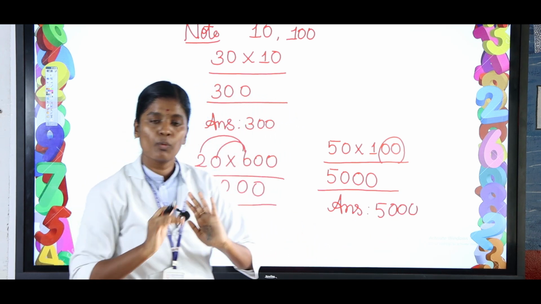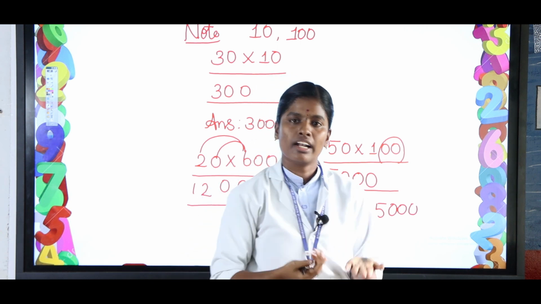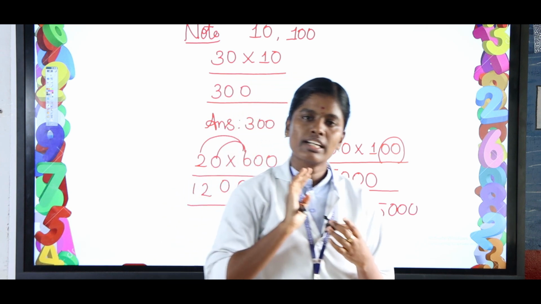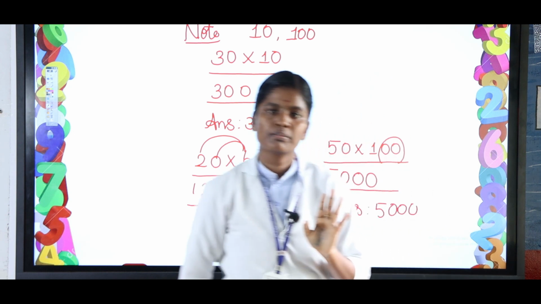So listen my children, when a number is multiplied by 10 or 100, first you are going to write the question and then insert 1 zero. So that is multiplication by 10. So 2 zeros means multiply by 100.